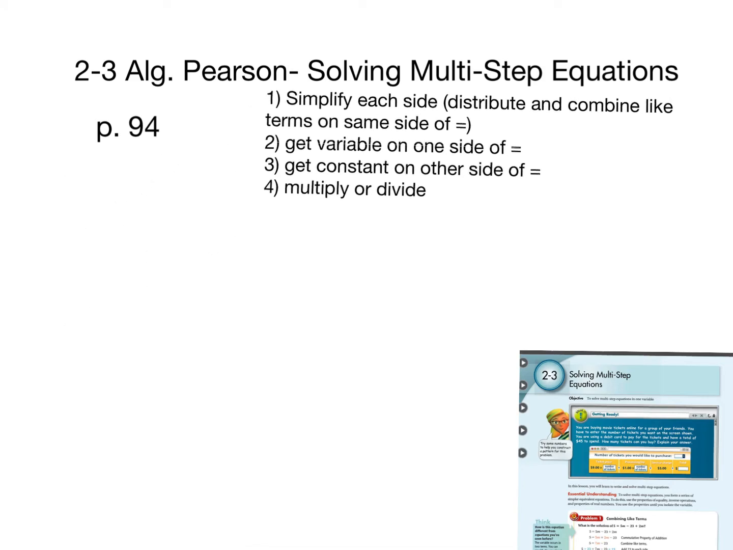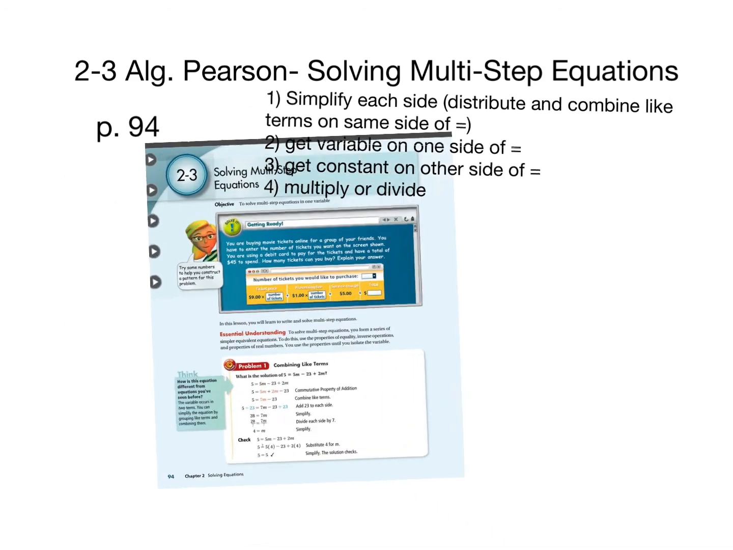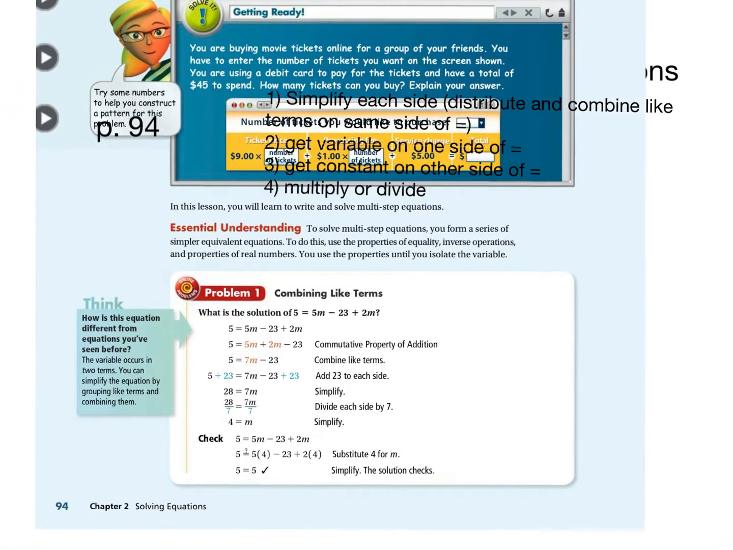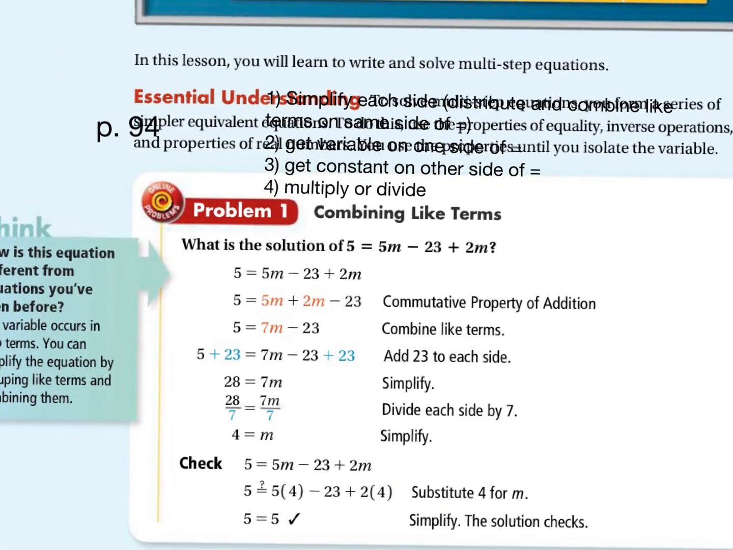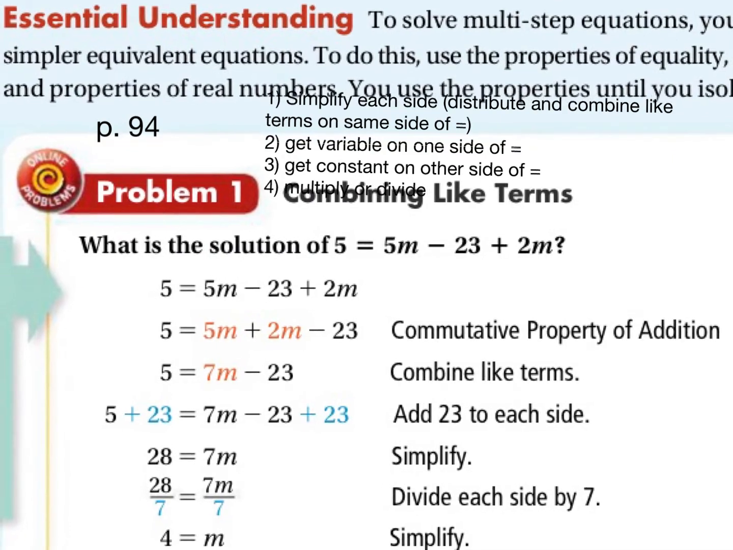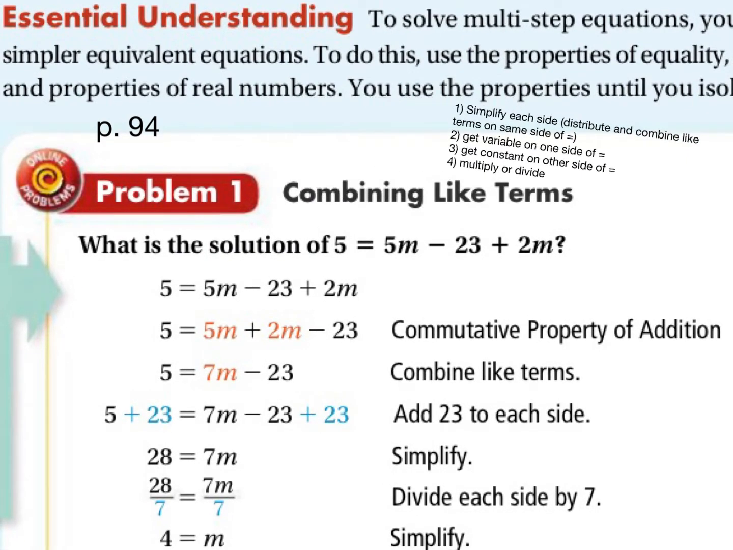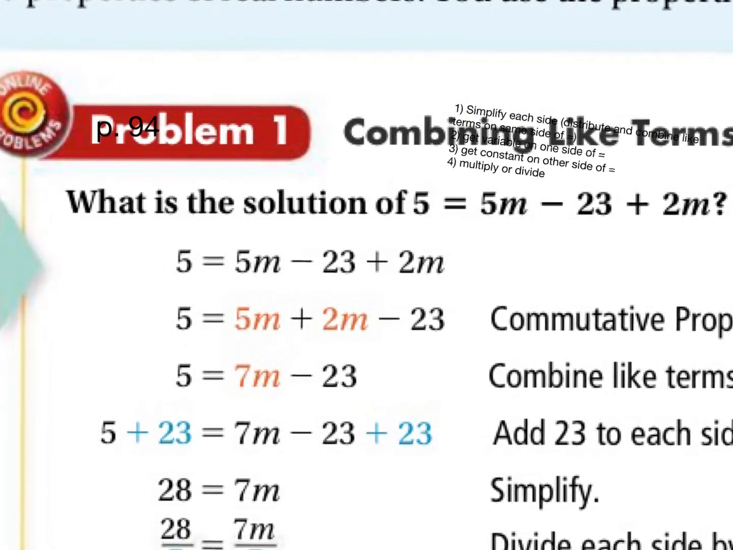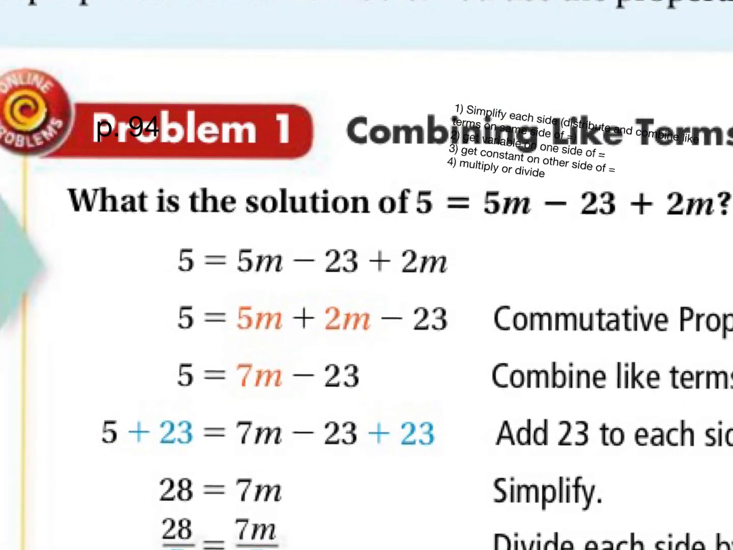So keeping those steps in mind, if we look at this on page 94, if you look at problem 1, they're wanting us to find the solution for this equation. So one thing a little bit different on this problem than what we had in the previous lessons, you'll notice, is that there are two variable terms. These variable terms happen to be on the same side of the equation. So like terms on the same side of the equation can be combined. We can combine like terms if they're on the same side.